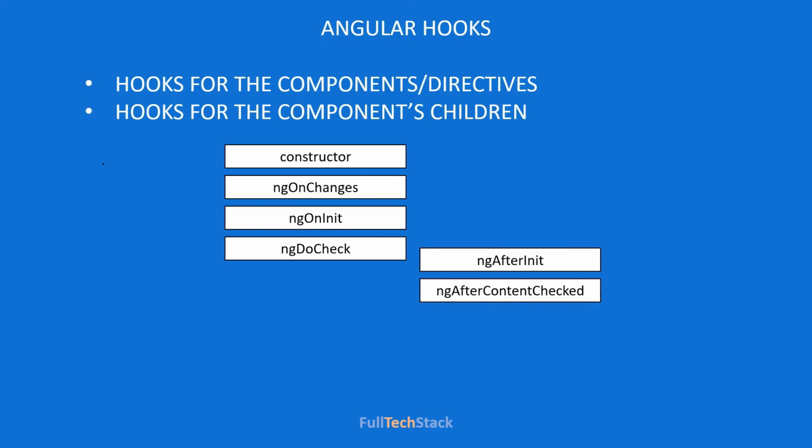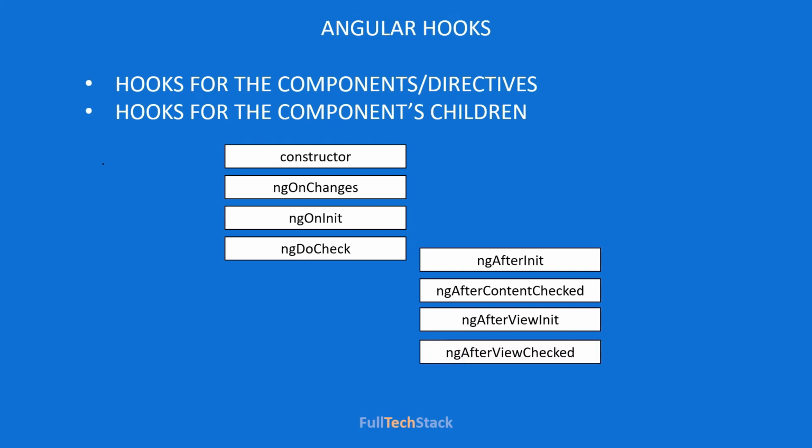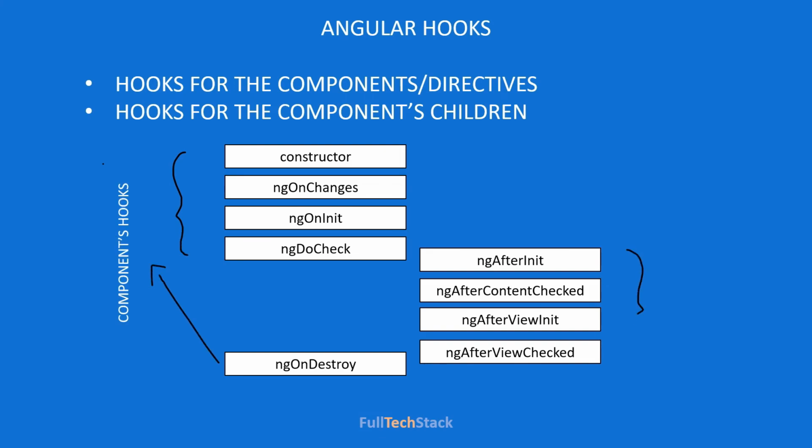ngAfterViewInit. Once the component's view is fully initialized, then ngAfterViewInit is triggered. And once the view is checked by the change detector, then ngAfterViewChecked is invoked. And the last hook of a component is ngOnDestroy, which gets invoked just before Angular destroys the component. We usually use this hook for detaching event handlers or unsubscribing the observables so as to avoid any kind of memory leak in our Angular application.